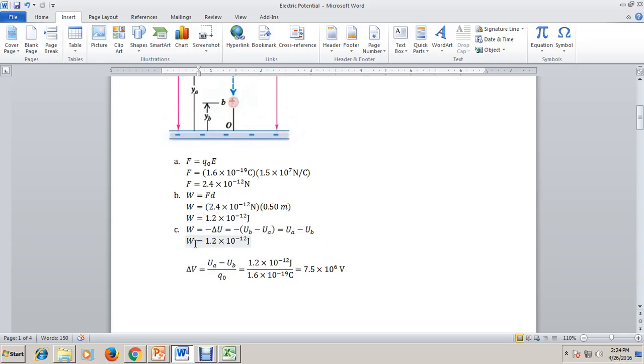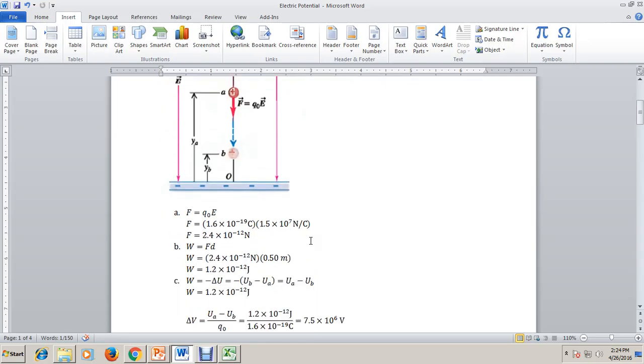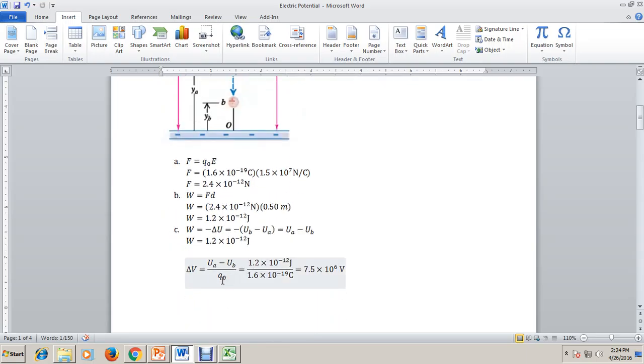Okay, so based on our previous computation, the value of the work done is 1.2 times 10 to the negative 12 joules. This is equivalent to the difference U sub A minus U sub B. So this is the definition for the potential difference, as you can see in the given problem what is being asked. It is defined by the difference in potential energy divided by the amount of charge which experienced this work in moving from point A to point B.